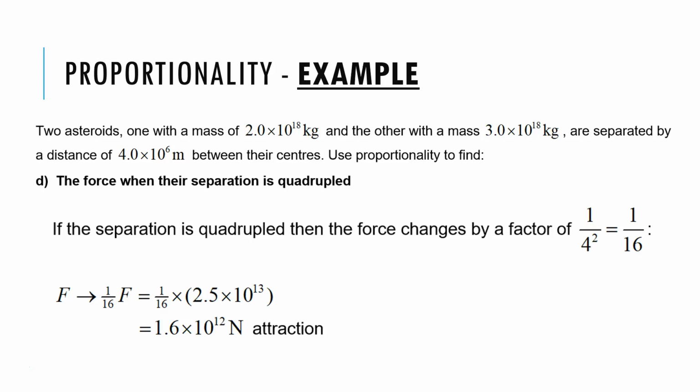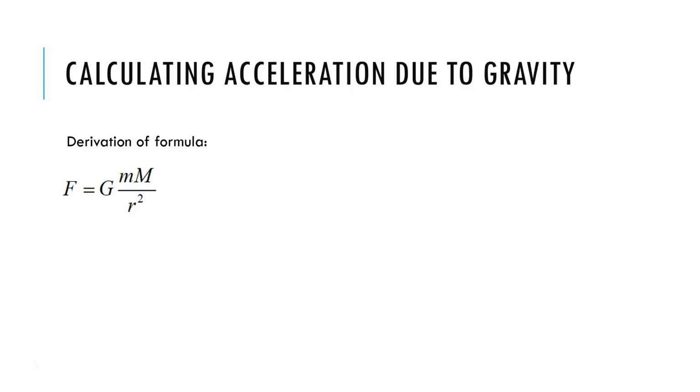So you can see in this example that you could have used Newton's equation for all 4 parts and still got the same answer, but it's much easier to just do the full working out for the first part and then use proportionality for the following 3 parts. And if you get a question in the test, do it that way. Alright, so that's proportionality. The last bit for this little video lesson is calculating acceleration due to gravity.